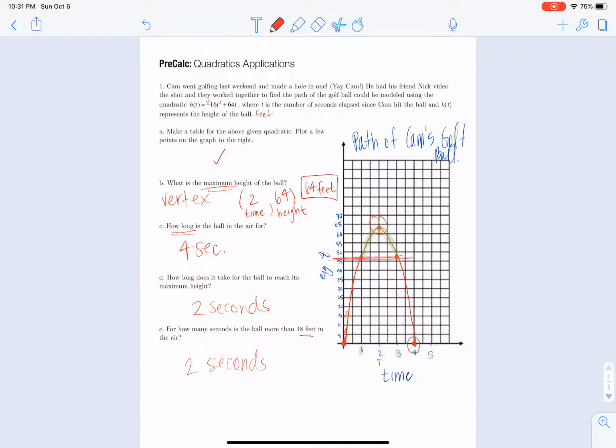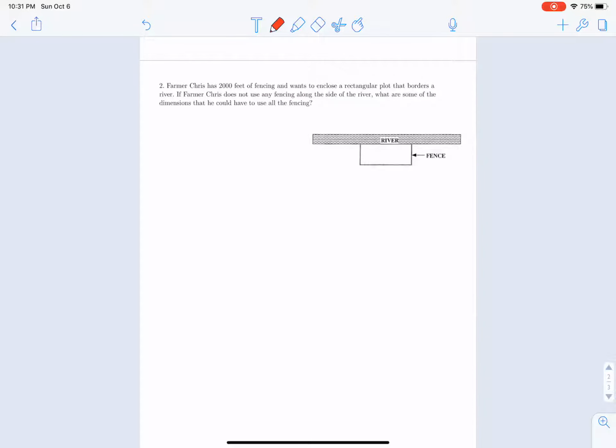So this is just a way of applying a context to this quadratic problem. Instead of saying what is the vertex of this parabola, we could say what is the maximum height of Cam's golf ball. These problems can get a little tricky, but thinking about which piece of the parabola you're trying to solve for is the best way to go about doing these problems. So let's move on to Farmer Chris.